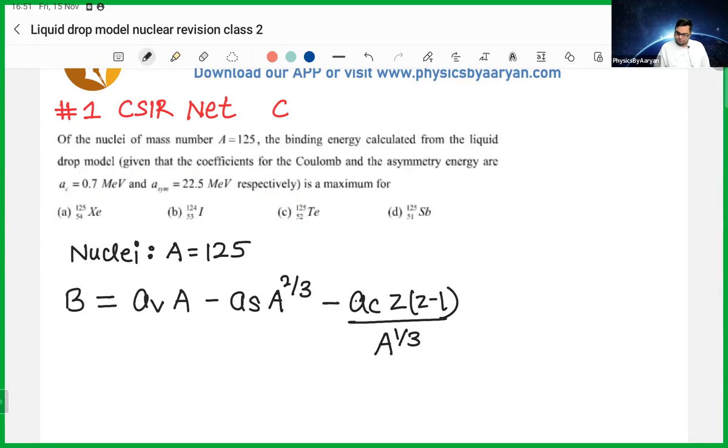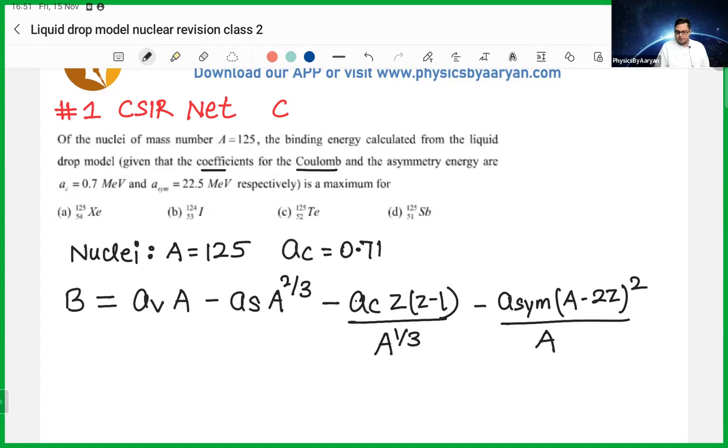And then I have plus or minus the asymmetry term, which is a_asym (A minus 2Z) whole squared divided by A. The pairing term we add whenever it is required. More or less, most of the time we deal with the first four terms. One thing is very sure that A is 125 and we are finding the binding energy using the binding energy formula. Some things are given. For example, the coefficient of Coulomb is given. So basically the value of a_C is given, which is 0.7 mega electron volt. You see, the values of these constants will be given. Asymmetry is also given, which is 22.5 mega electron volt.